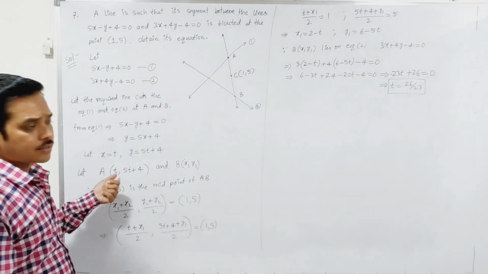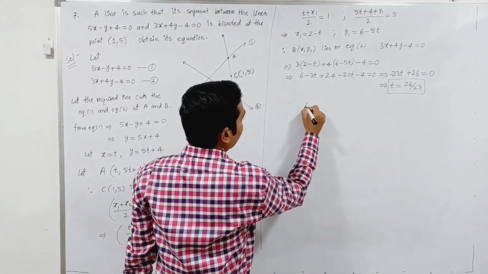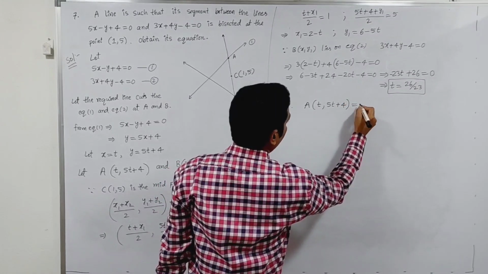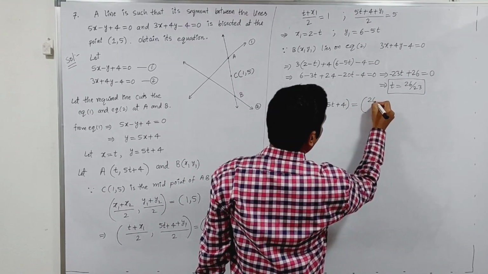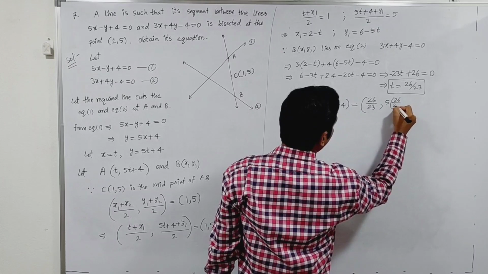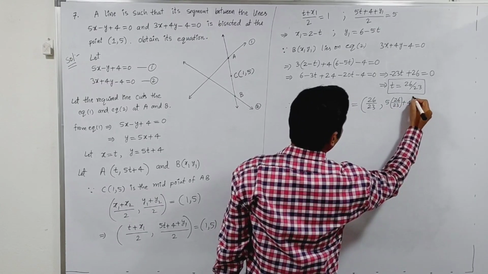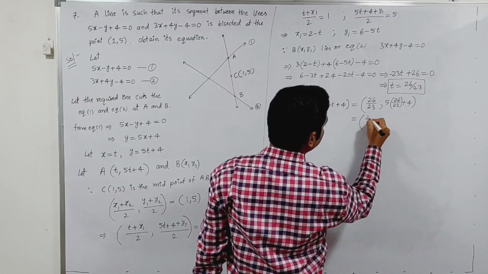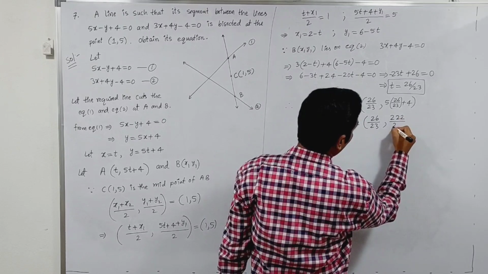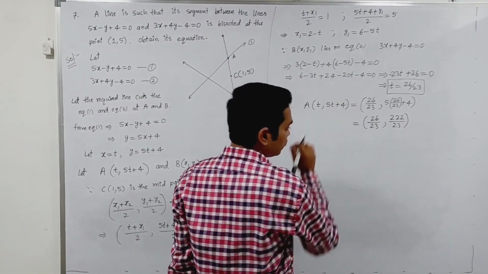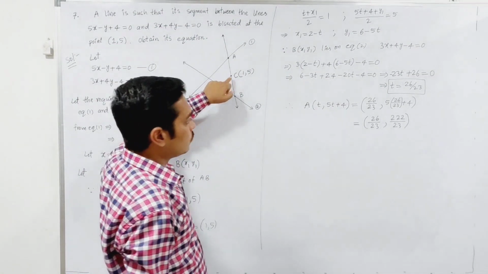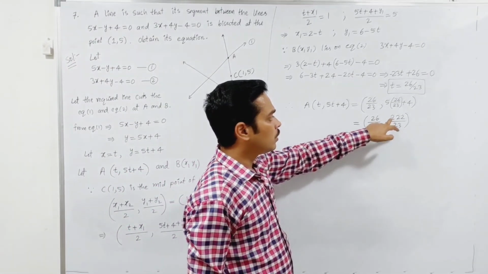Now we get the coordinates of A. Therefore, A is equal to (t, 5t plus 4). That is A is equal to (26/23, 5 into 26/23 plus 4). By simplifying this one, we get (26/23, 222/23). This is the coordinates of A. Already we know one point on the required line, that is C (1, 5). We get another point (26/23, 222/23).